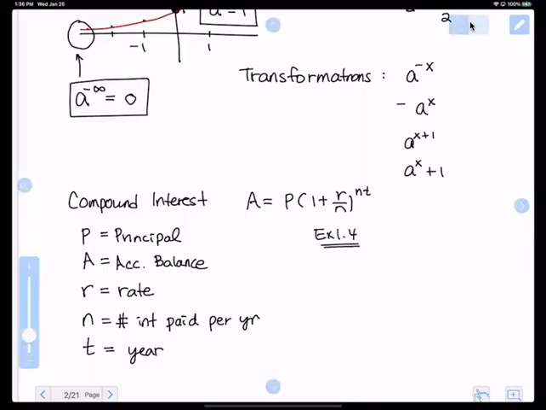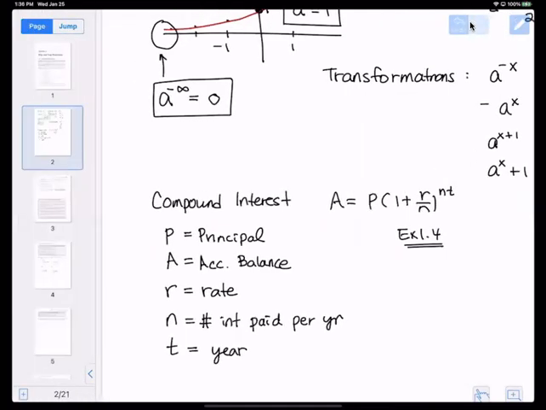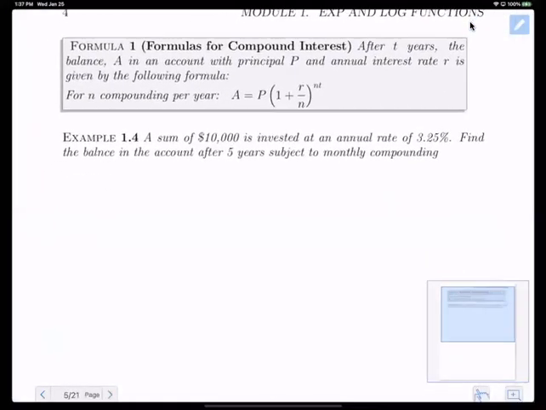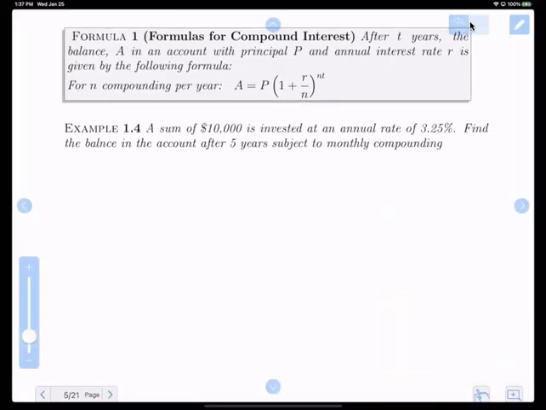Okay, on page 4, we have example 4. We have done this last class. I want to revisit this once more. So go back to page 4. This is the page. The formula for compound interest is given by A equals P times 1 plus r over n to the power nt. Let's look at this example once more. So P, A, r, n, t. P equals 10,000. A we want to know how much it should be.